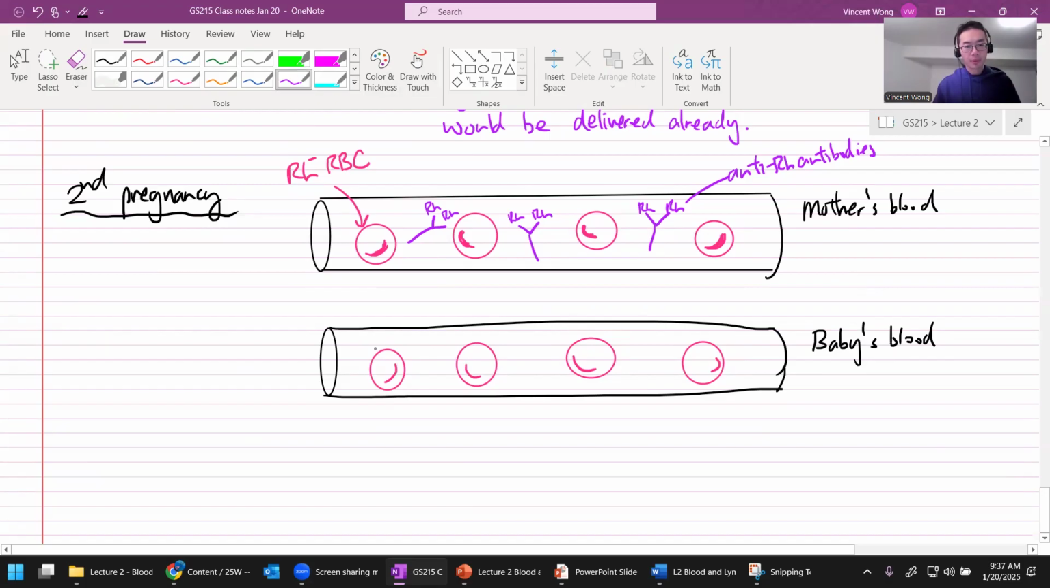This is the baby's blood. And he's also positive, right? Because of the father. Remember, they are 100% guaranteed to be positive because of the parents' genetic makeup. Okay, you still have the placenta here.